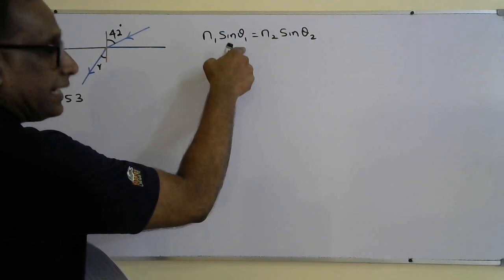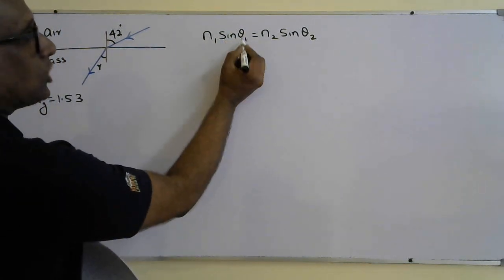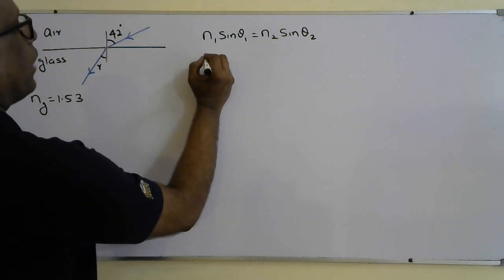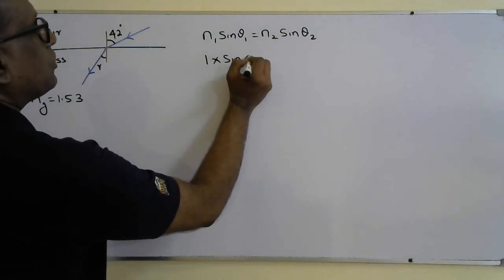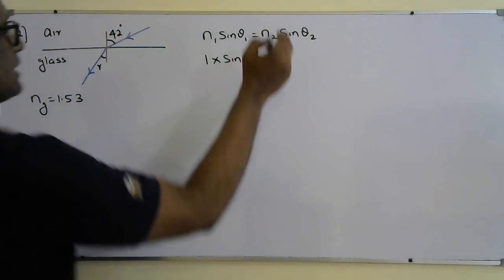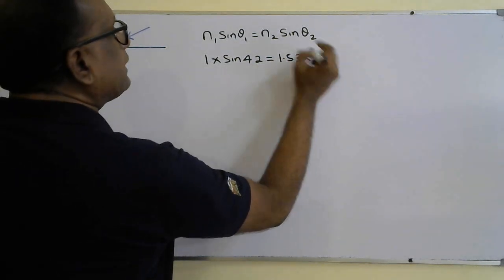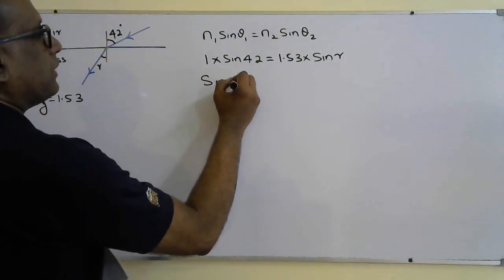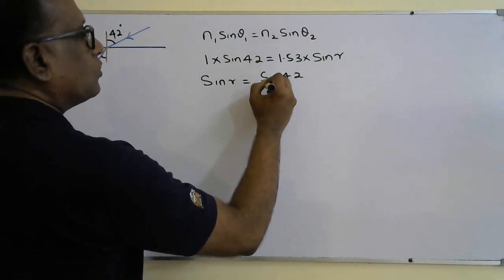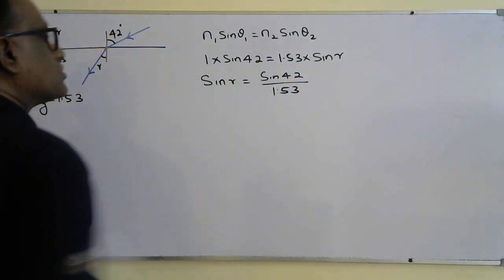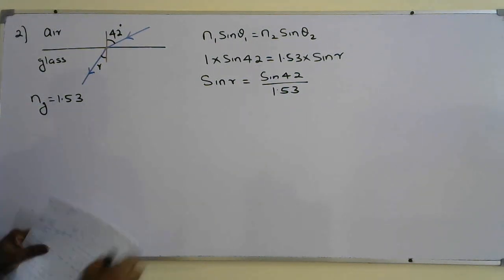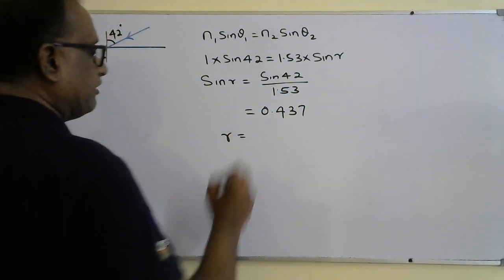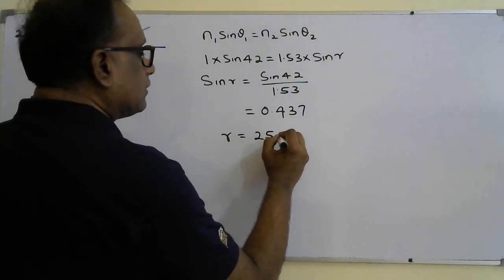So n1 and theta 1 should be of the same medium. The angle with the normal in medium 1 is theta 1. So n1, the refractive index of air, is 1, into sine 42, equals the refractive index of glass, 1.53, into sine theta 2, where the angle with the normal is r. That's the angle of refraction in the question. So sine r is going to be sine 42 over 1.53. Solve it for r. You will get 0.437. Take the inverse sine, and that will be 25.9 degrees.